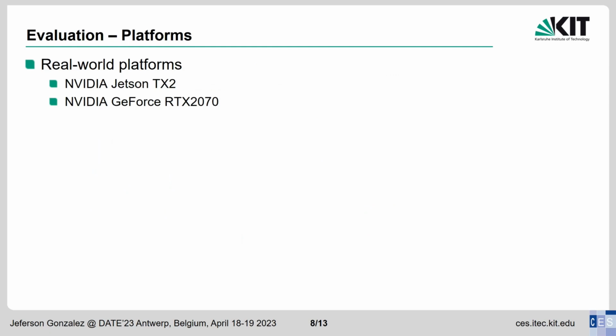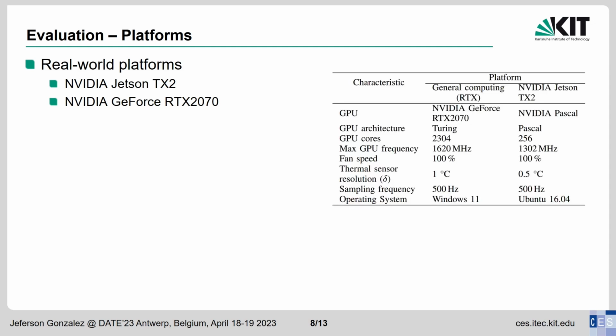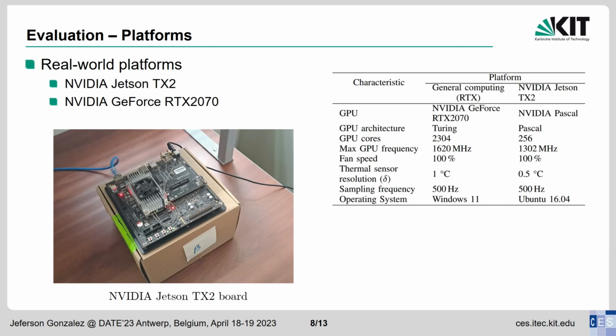To evaluate our new attack and countermeasure, we chose two real-world platforms: an embedded NVIDIA Jetson TX board with an integrated GPU, and a general-purpose NVIDIA GeForce RTX graphics card as a dedicated GPU device. The characteristics of these platforms are shown on the right. Notably, the platforms are very different from one another even in the operating system used. To maintain consistency with the attacks and countermeasures, we employ the same sampling frequency of 500 Hz for both platforms.